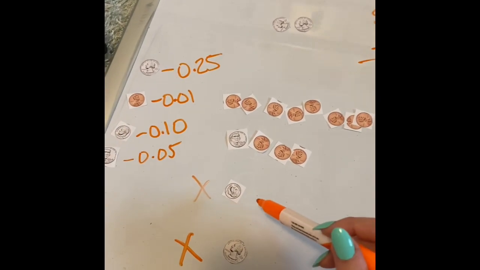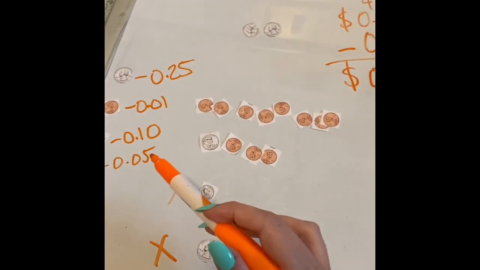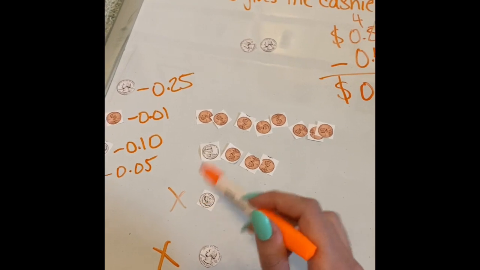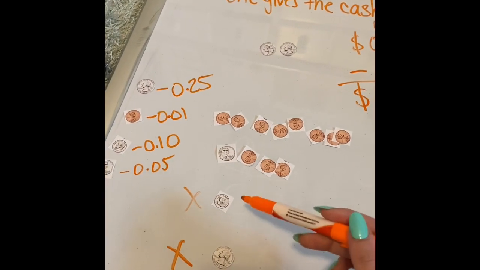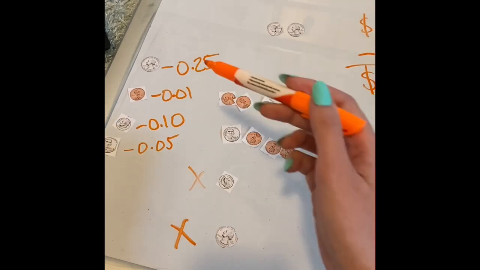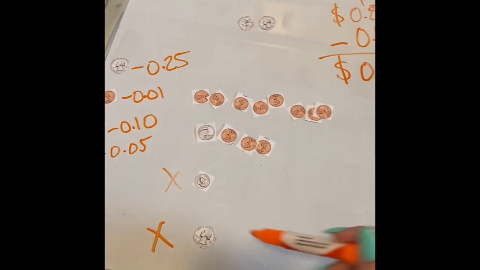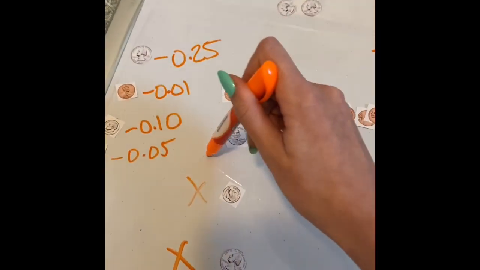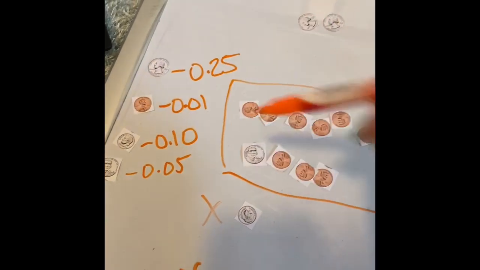They can't give her a dime because a dime is worth 10 cents and her change is only 8 cents, so that's why I put an X next to it. That's not an option. Also, she can't get a quarter as her change because a quarter is worth 25 cents, and again, that would be too much. So these are the only 2 options we can choose from.